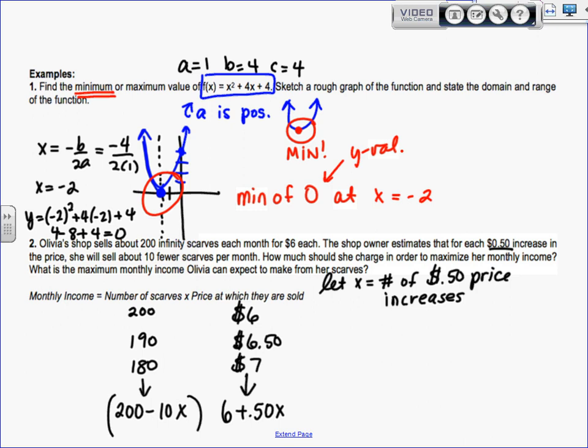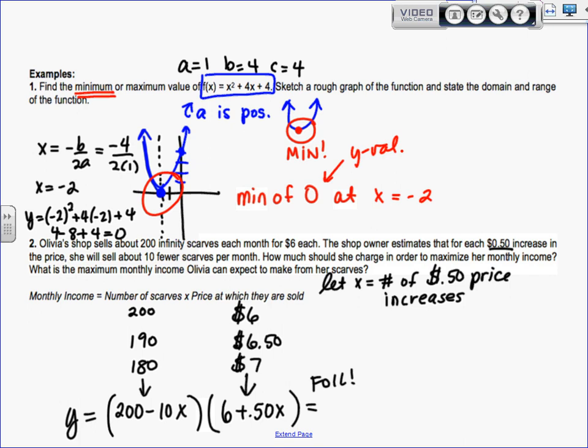So her monthly income ends up being the number of scarves times the price. So we'll call that Y. And at first glance, it doesn't look like it's actually a parabola, but it is. Okay, it's just not in our standard form. It's not in the ax squared plus bx plus c form. Okay, so we multiply it out.